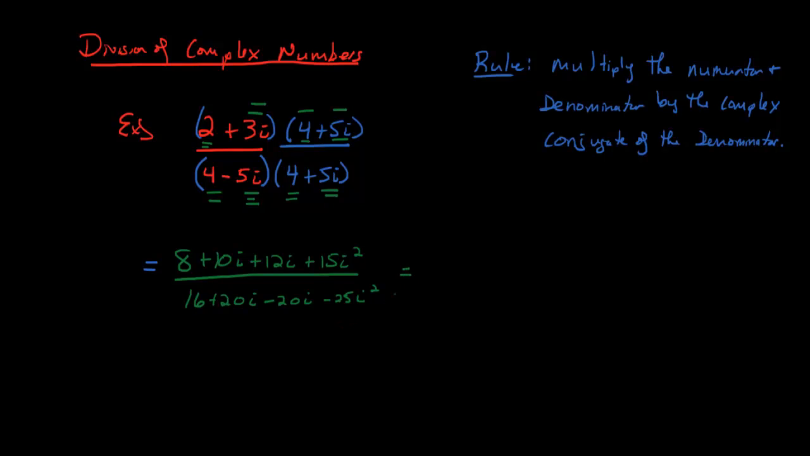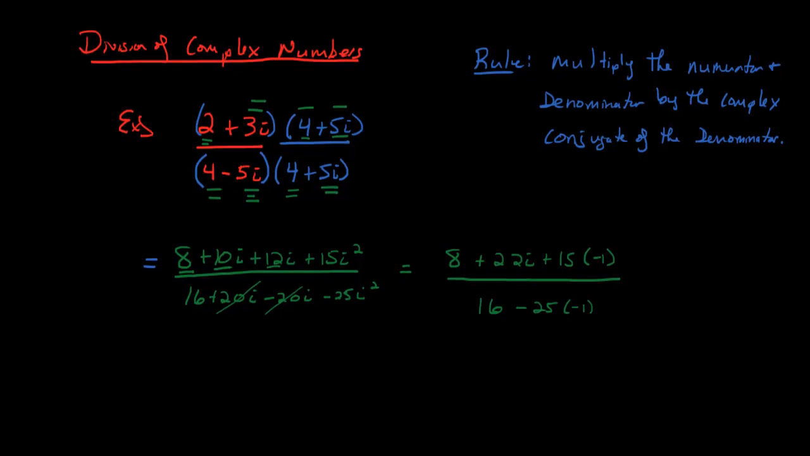So now I can combine similar values. Up on top, I'm going to have an 8 by itself. 10i plus 12i gives me a value of 22i plus 15 times i squared, but i squared is equal to negative 1. And this will be all over: my 20i and my negative 20i cancel, and I have 16 minus 25 times negative 1, because negative 1 is equal to i squared.